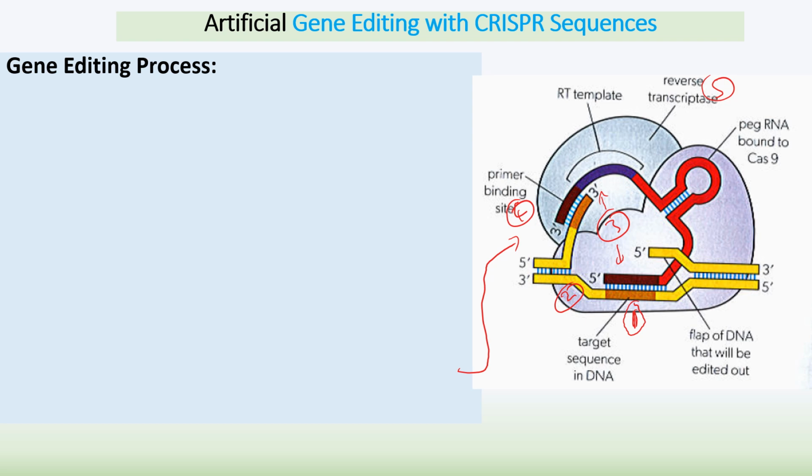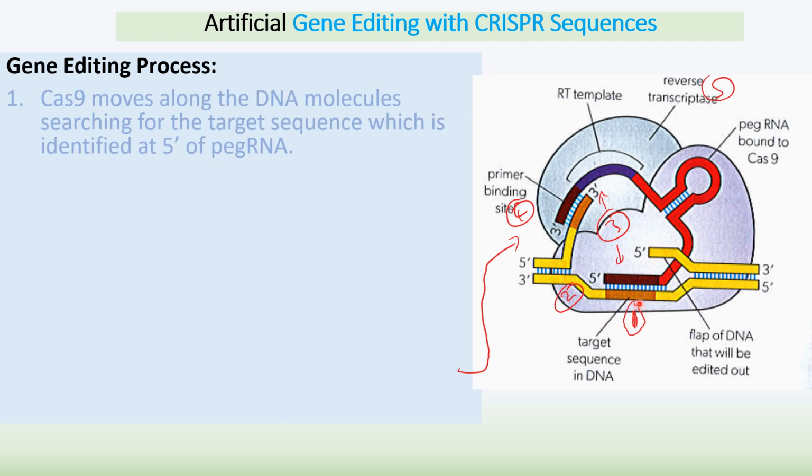So the gene editing process in basic steps, and this is really basic, so you're going to need to look at this and make sure you fully understand it, is as follows. If we start with this area here, number 1, the Cas9 moves along the DNA molecule searching for the target sequence identified at the 5' end of the PEG RNA. So remember, we've got the PEG RNA, we've got the 5' end which has the original spacer on it, looking for that complementary bit of DNA.